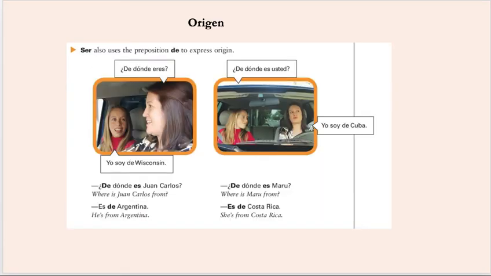Origen. As we said before, ser uses the preposition de to express origin. ¿De dónde eres? Yo soy de Wisconsin. ¿De dónde es Juan Carlos? Es de Argentina. ¿De dónde es usted? Yo soy de Cuba. ¿De dónde es Maru? Es de Costa Rica. Literally meaning she's from Costa Rica.